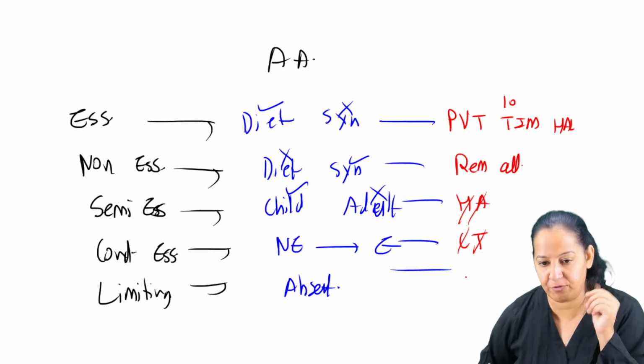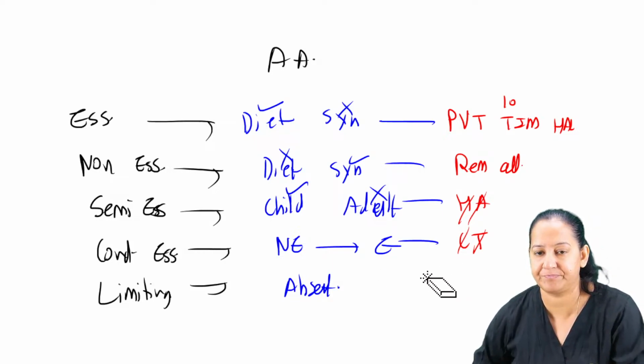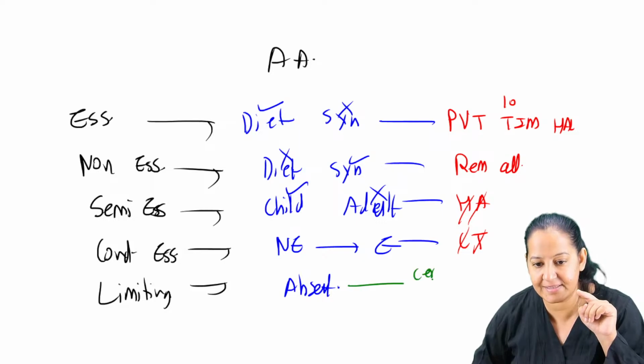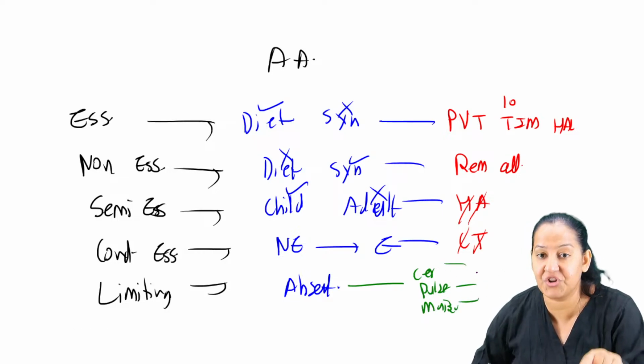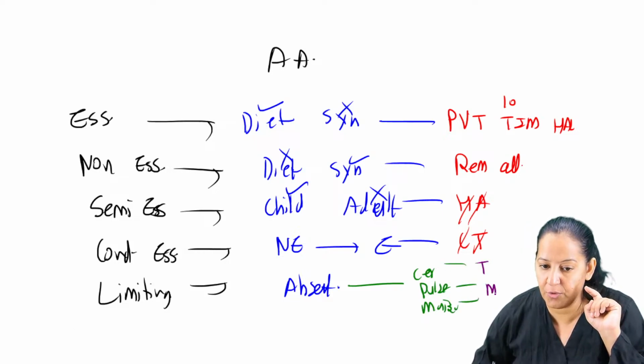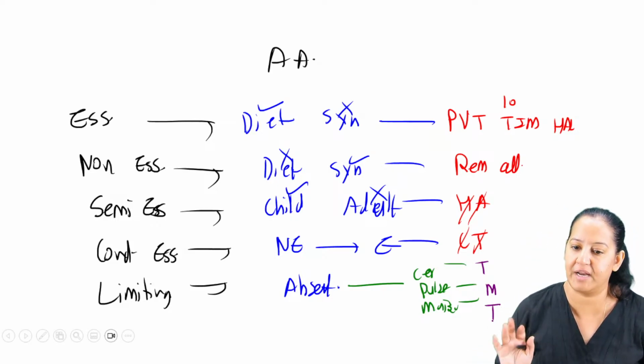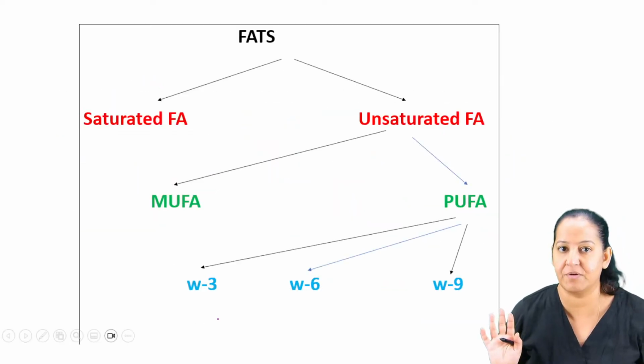And limiting, you have to learn the limiting amino acid in 3 food items: the limiting in cereals, the limiting in pulses, and the limiting in maize. I told you how to learn. So cereals mein it's threonine, pulses mein it's methionine, maize mein tryptophan. Without any confusion, please learn it. You get questions on that. So this is all about the various types of amino acid.